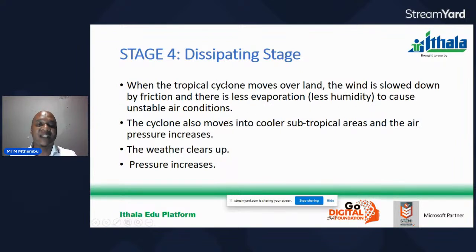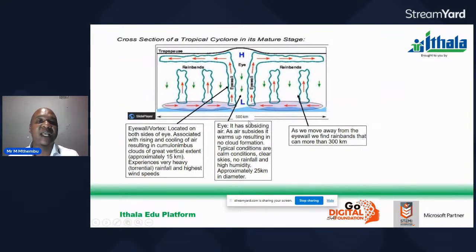Remember, for a tropical cyclone to occur, it needs a smooth surface, it needs an ocean temperature of more than 26.5 degrees and above, and latent heat. The cyclone also moves into cooler subtropical areas, and the air pressure increases. So the weather clears up as pressure increases. Okay, let's look at the cross section of a tropical cyclone. We are going to be showing only the mature stage.